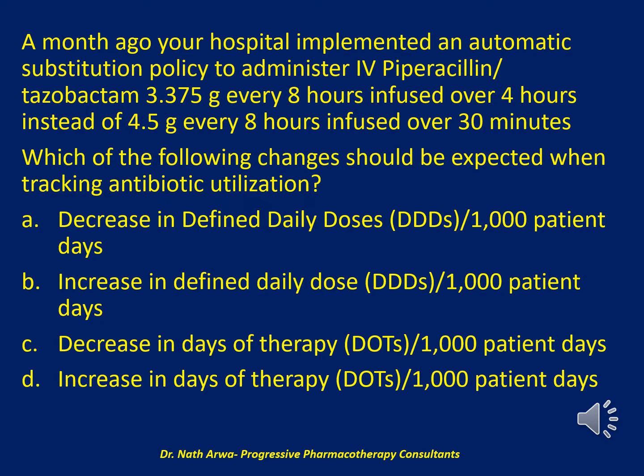A. Decrease in defined daily doses, abbreviated as DDDs, per 1,000 patient days, or B. Increase in defined daily dose DDDs per 1,000 patient days, or C. Decrease in days of therapy, abbreviated as DOTs, per 1,000 patient days, or should it be D. Increase in days of therapy DOTs per 1,000 patient days? I will give you 10 seconds to choose the correct answer to this question from the listed options.